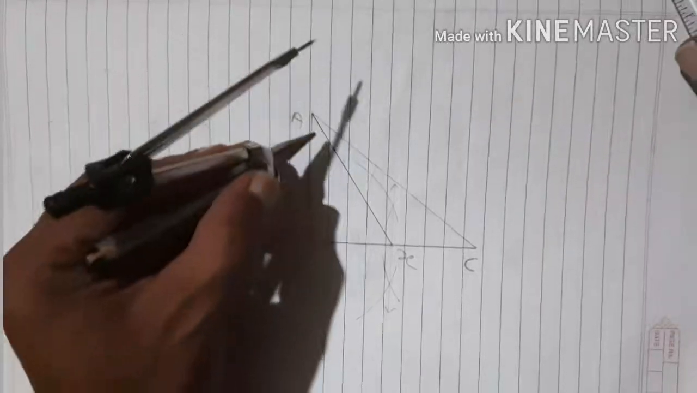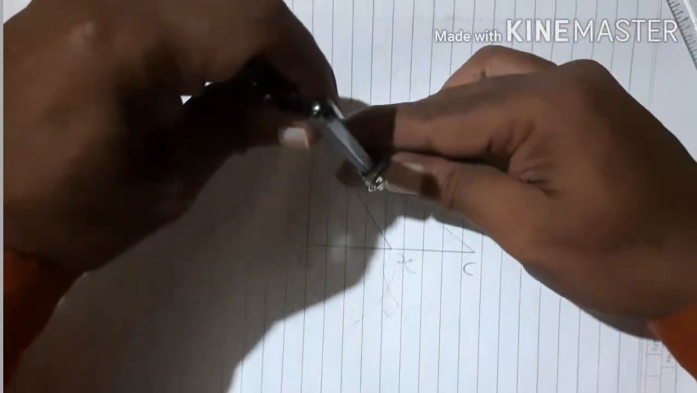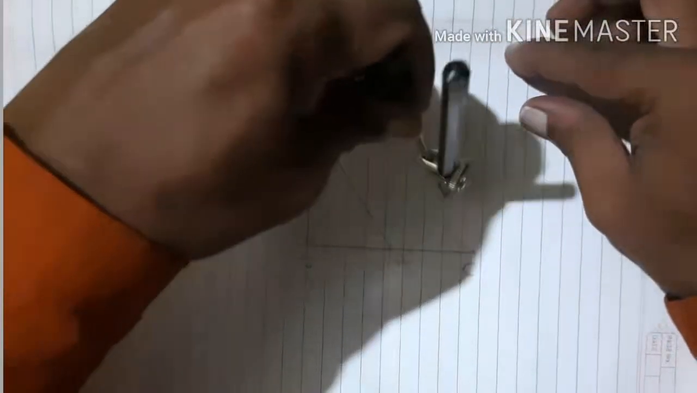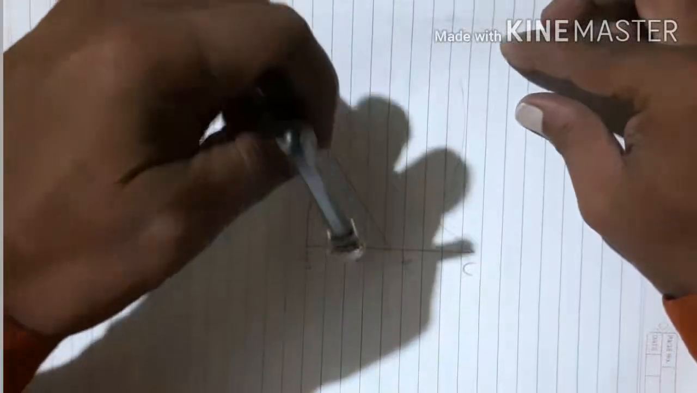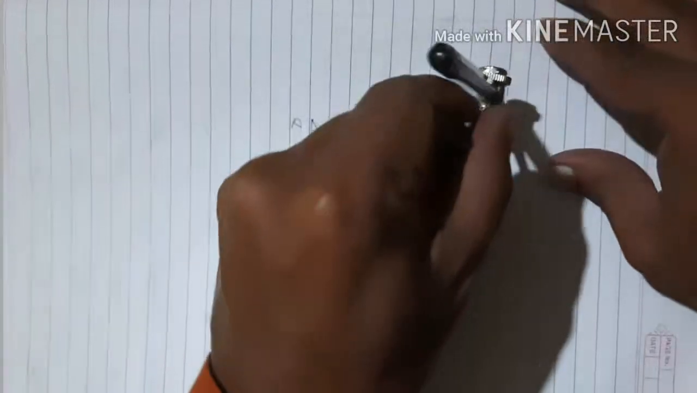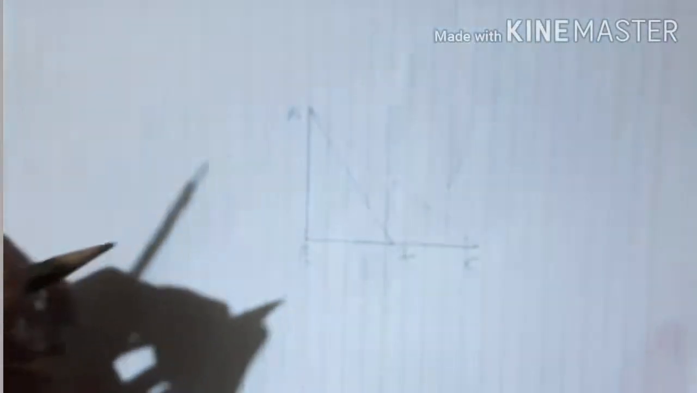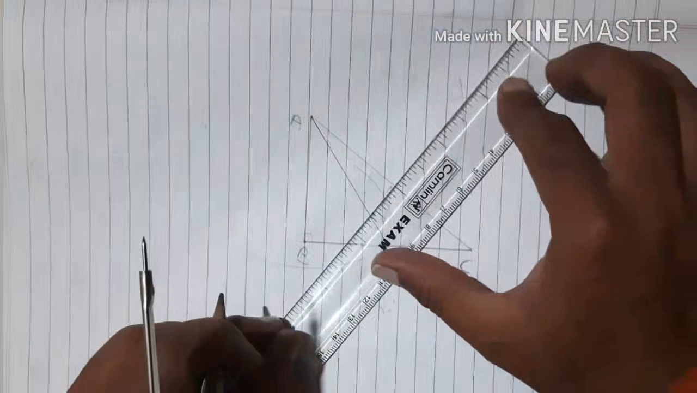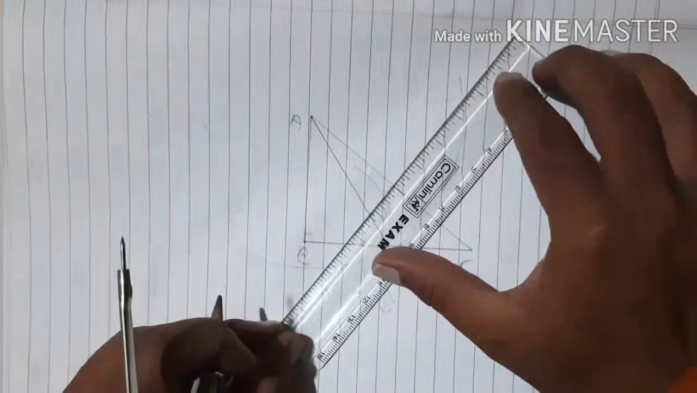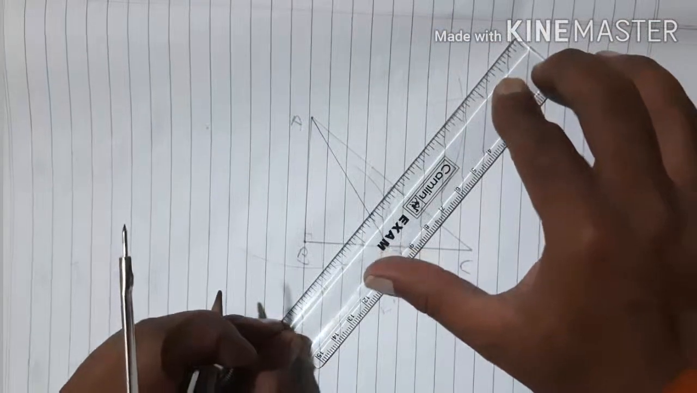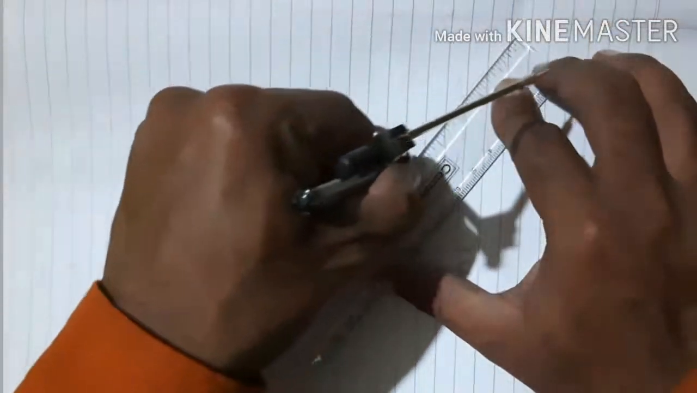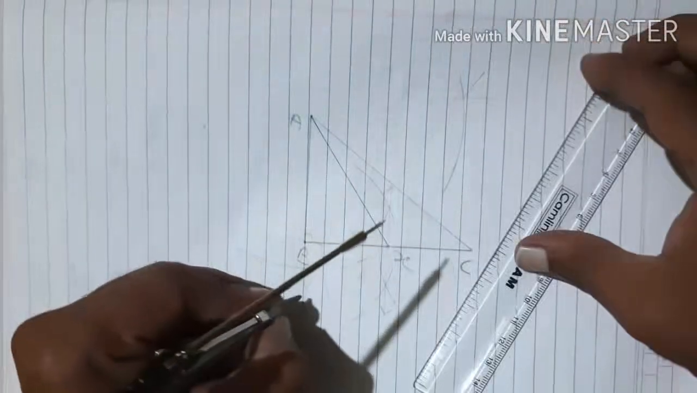let's draw median on AC from vertex B. For that we have to find out midpoint of AC. Follow the steps to draw perpendicular bisectors of AC. So this point of intersection of arcs I am going to connect with scale, and the line passing through these 2 points, wherever it is intersecting segment AC, that point is the midpoint of AC.